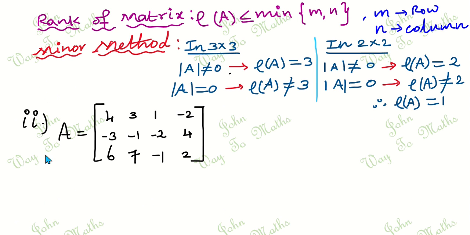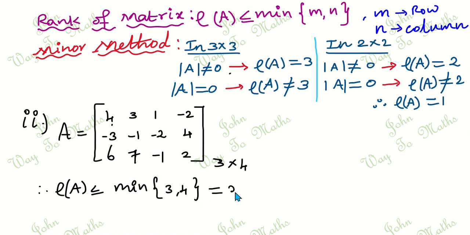So next I am going to do the second subdivision. Consider matrix A as 4 3 1 minus 2, minus 3 minus 1 minus 2 4, 6 7 minus 1 2. It has 3 rows and 4 columns, so it is a 3 by 4 matrix. Therefore the rank ρ(A) is less than or equal to the minimum of 3 comma 4, which is 3.